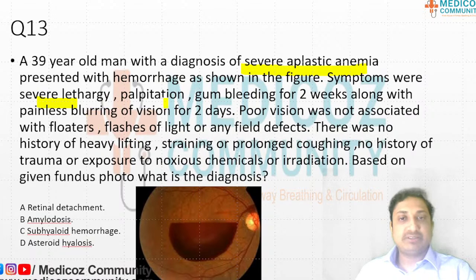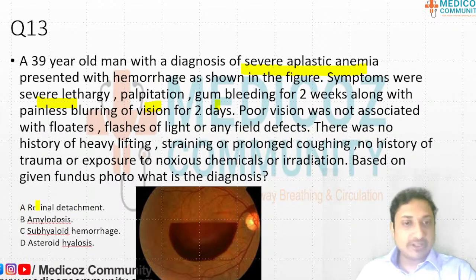There is severe lethargy with palpitation and gum bleeding. Okay. And the figure is given, which is showing a hemorrhage, which is boat shaped. And the options here are retinal detachment, amyloidosis, subhyaloid hemorrhage, and asteroid hyalosis.